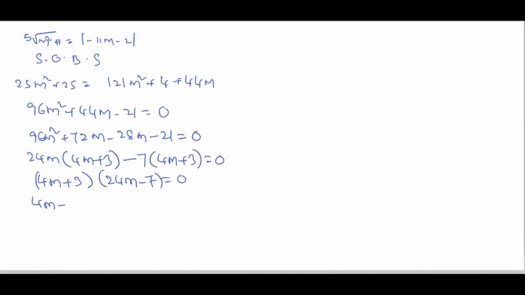From this equation 4m plus 3 is equal to 0, m is equal to minus 3 by 4. 24m minus 7 is equal to 0, m is equal to 7 by 24.